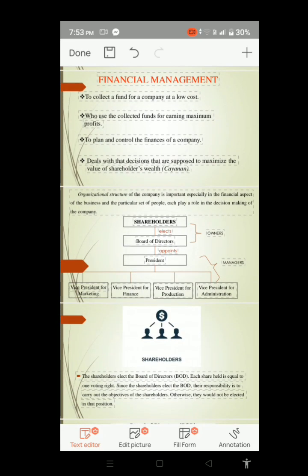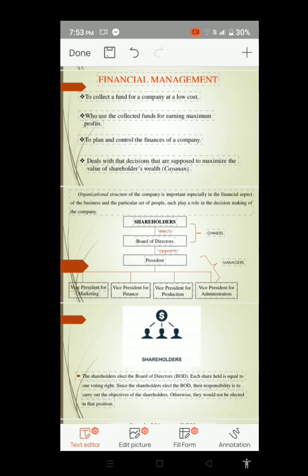Financial management is to collect funds for a company at a low cost, to use the collected funds for earning maximum profit, and to plan and control the finances of a company. It deals with the decisions that are supposed to maximize the value of shareholders' wealth.